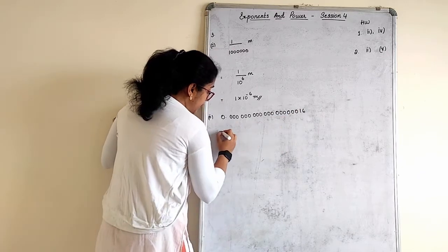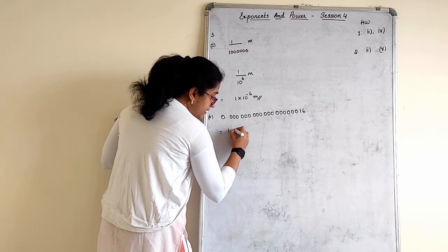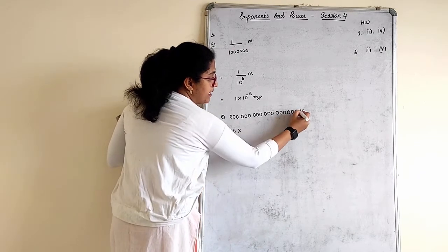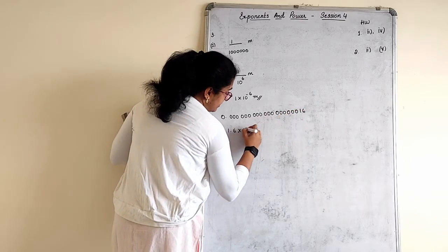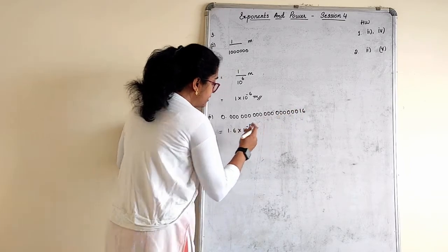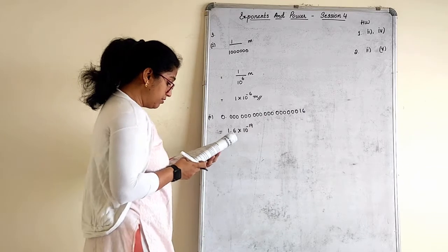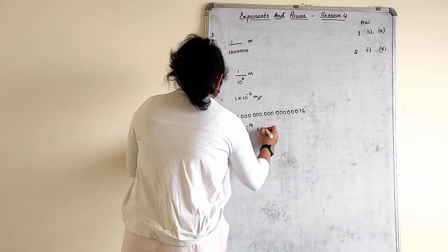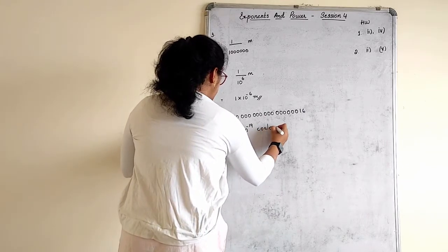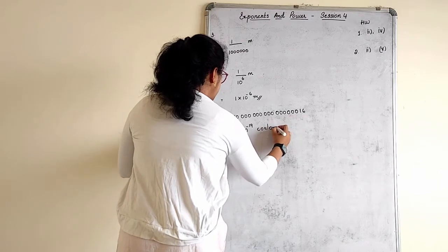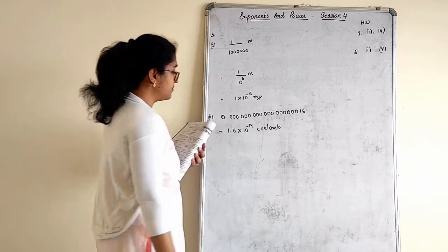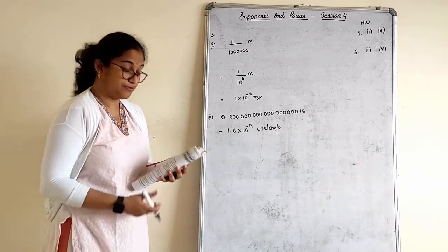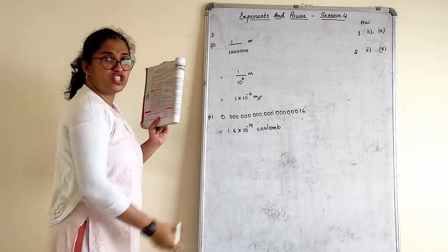Standard form will be how? 1.6 into 10 raised to minus 19. Actually, this is the charge which you study in 9th and 10th standard, right? That's the final answer. Simple. Directly shift the decimal.